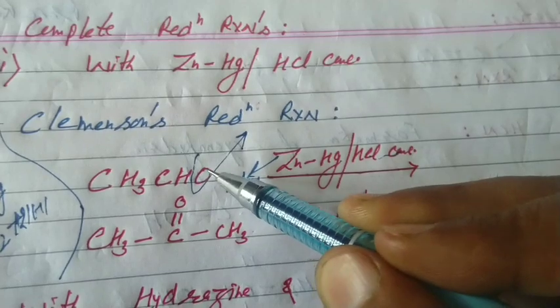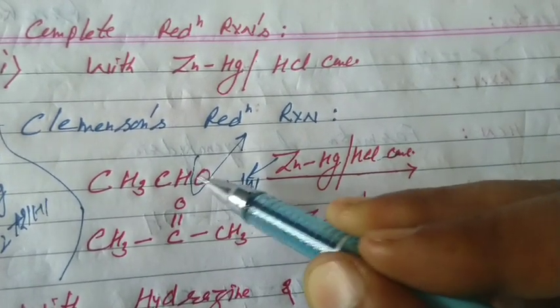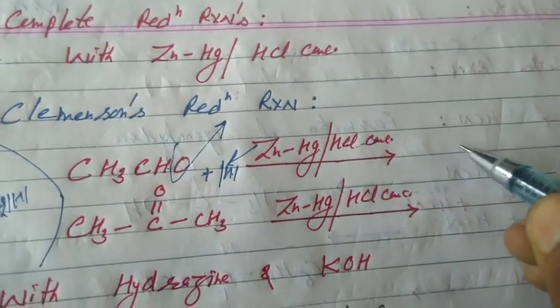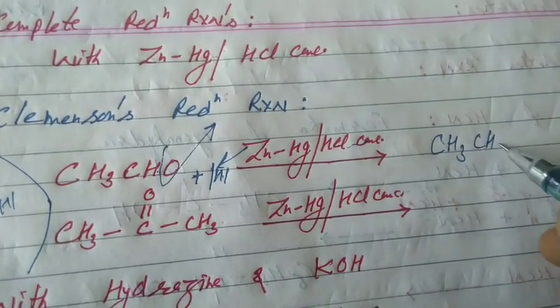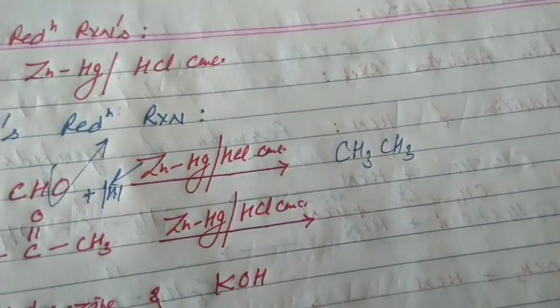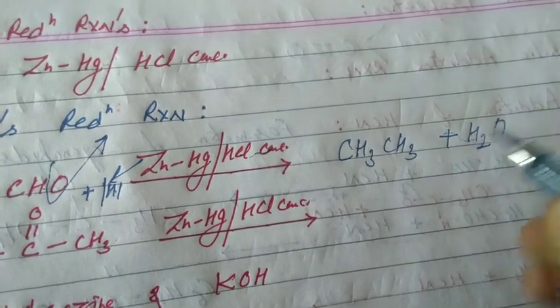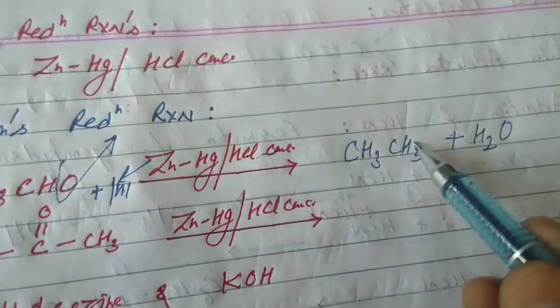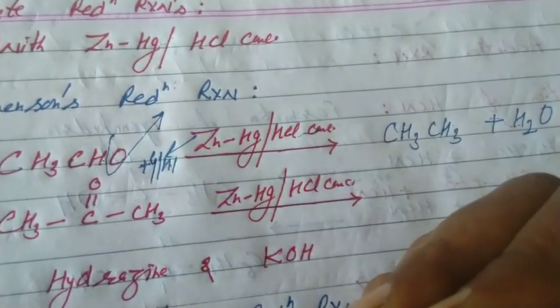Complete reduction means the carbonyl carbon will lose oxygen. When it loses oxygen, you know it is divalent. It means two monovalent hydrogen atoms will join the carbonyl carbon. When two monovalent hydrogen atoms join the carbonyl carbon, it is clear what the product is: CH3CH3, ethane. Oxygen undergoes reduction, that is water. Clear? Complete reduction, that is reduction to alkanes. Nascent hydrogen supply, stoichiometry 4.